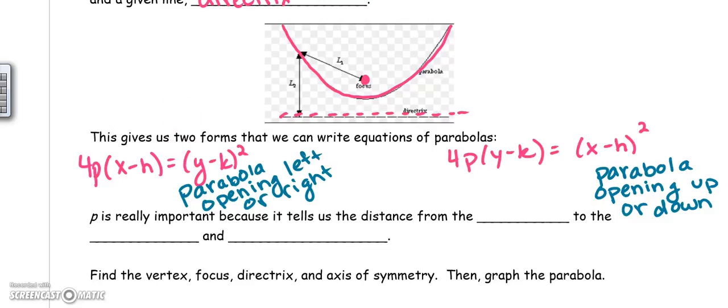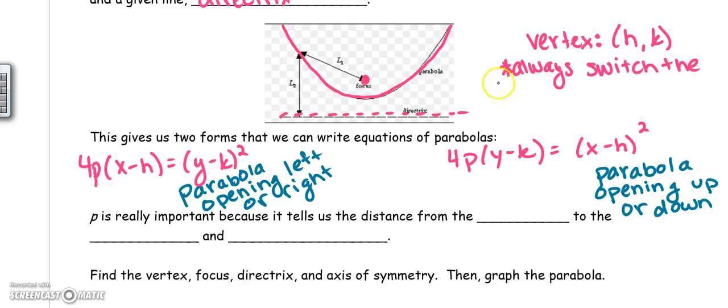The other thing that we want to make sure we know is that the vertex of the parabola is always (h, k). And you always switch the signs from what they are in the parentheses. Now I just said a lot of things and wrote a lot of things down, so if you missed anything or don't feel like you got everything written down, you can always pause or rewind, whatever you need to do.